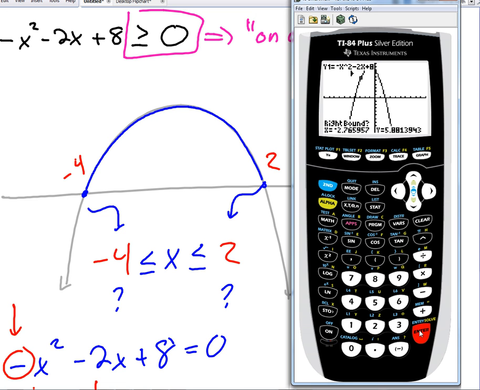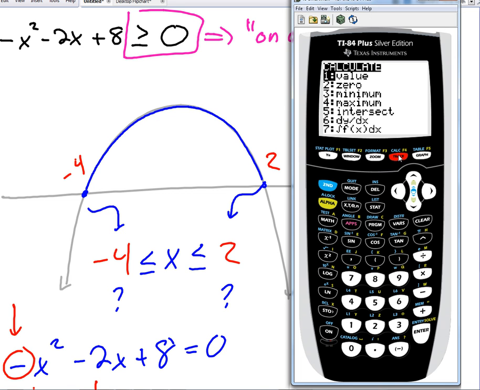And then it wants a guess. Just any value in between will work. Got to pick a value between my left and right boundaries, and it tells me -4 is one of my answers. Well, I knew that, right? -4. And I could do the same thing for this guy. I could go back and go second, calc, 0. Do the same process, and it would tell me that the answer was 2.